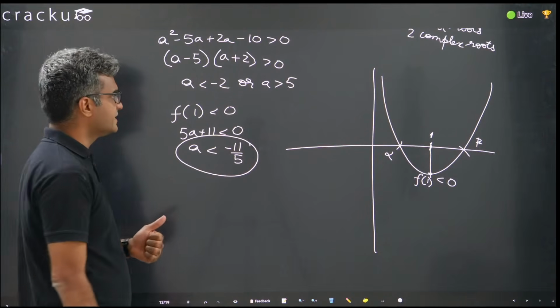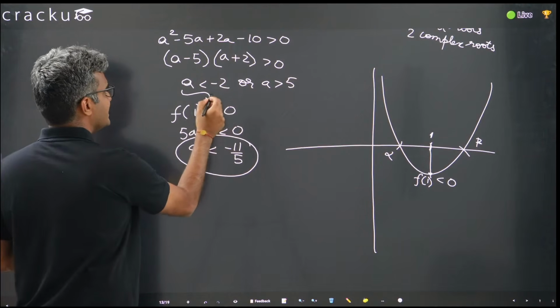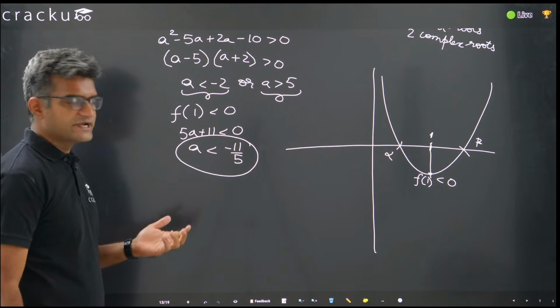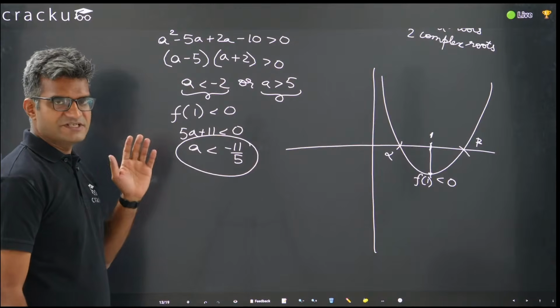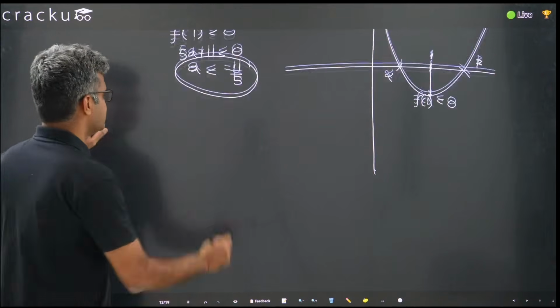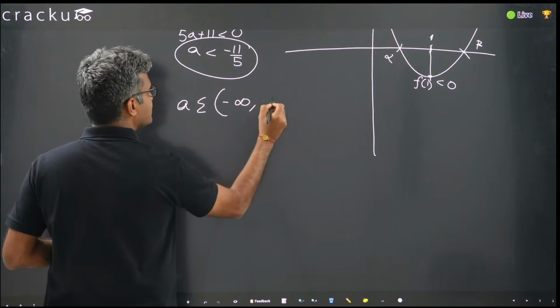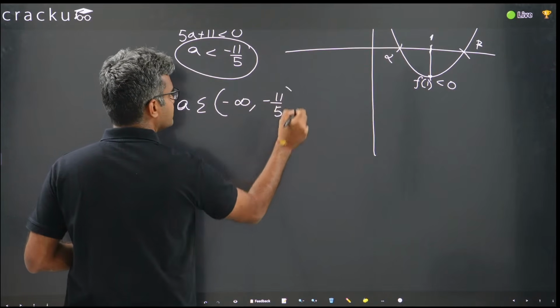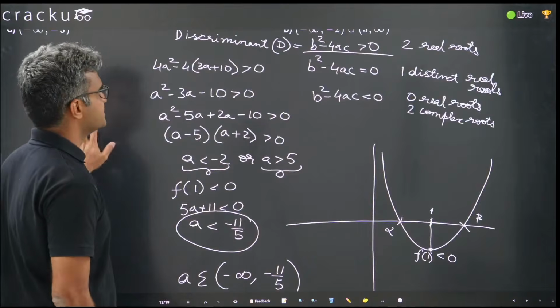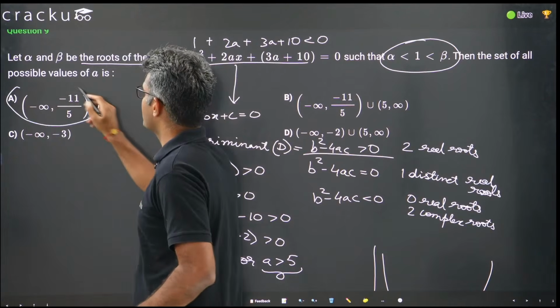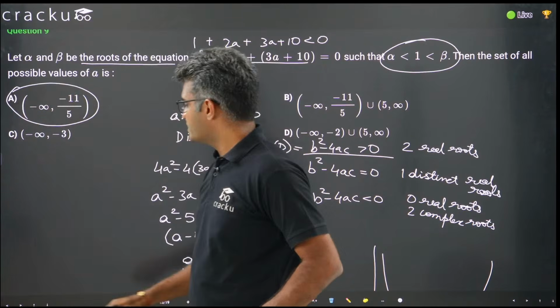This is needed. We want a to be either less than minus 2 or a to be greater than 5. If you are looking at it, the interval in which both the conditions are satisfied is when a belongs to minus infinity to minus 11 by 5. So the answer for this question will be option A. Let us now look at the next question.